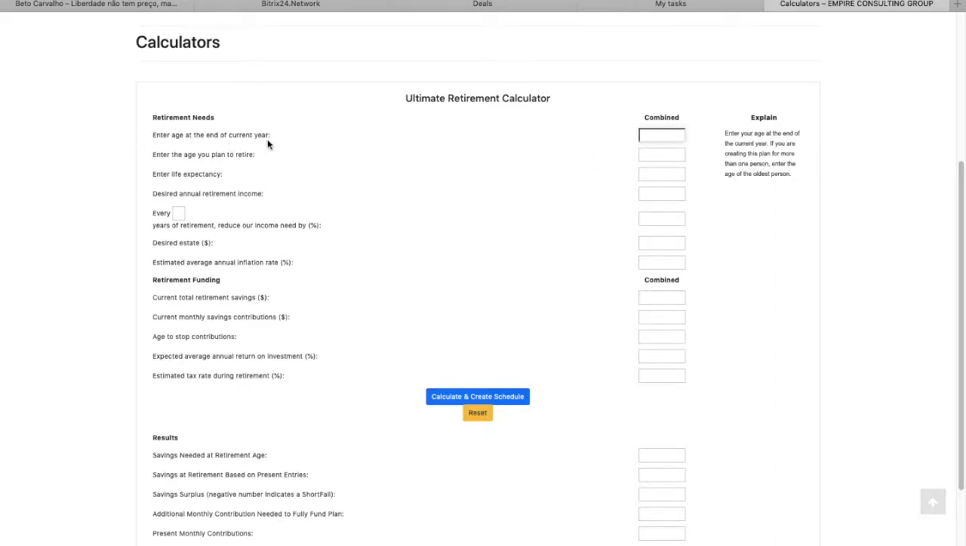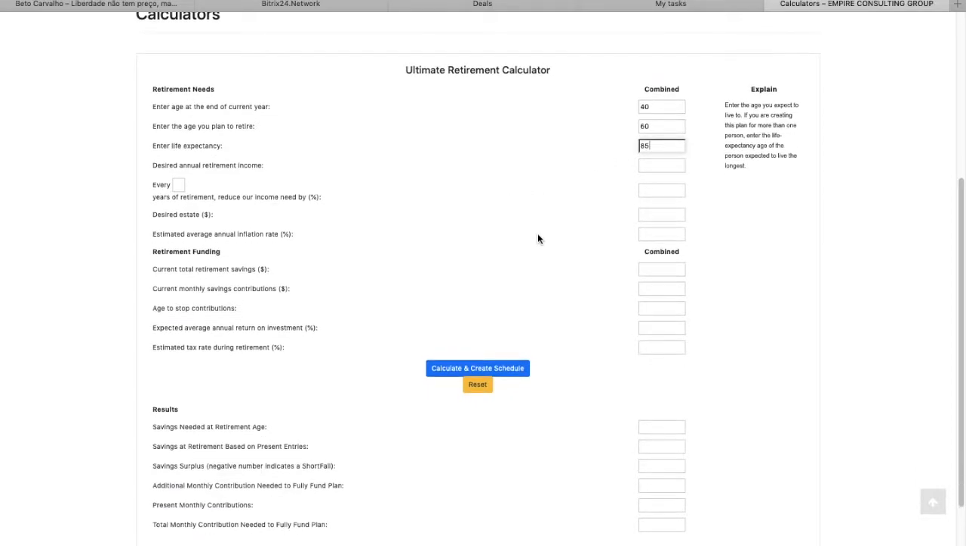First of all, we have our age. So age at the end of the current year, let's say 40 years old. The age that you plan to retire, let's say we're going to work until age 60. Entering life expectancy, the average life expectancy is around 85, but you can put whatever you want.